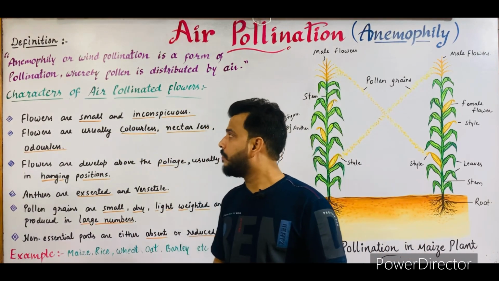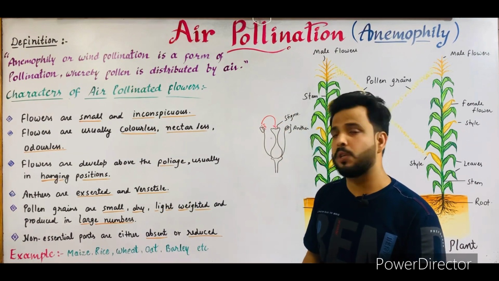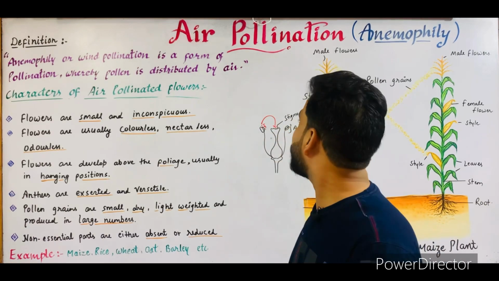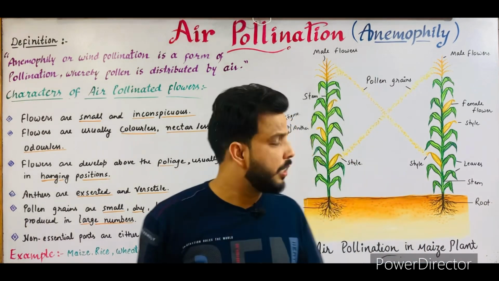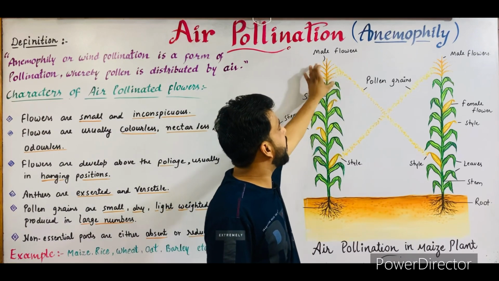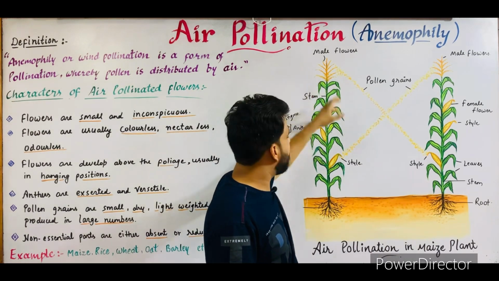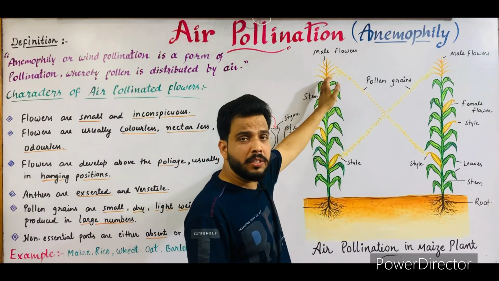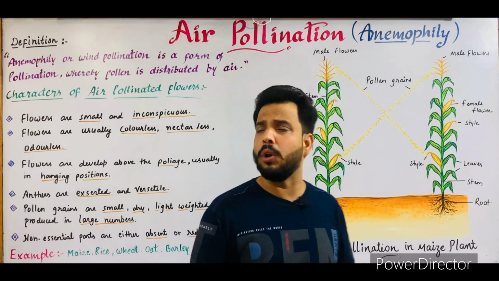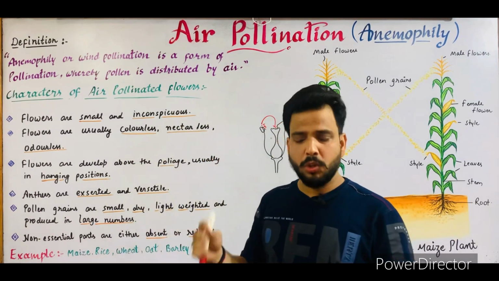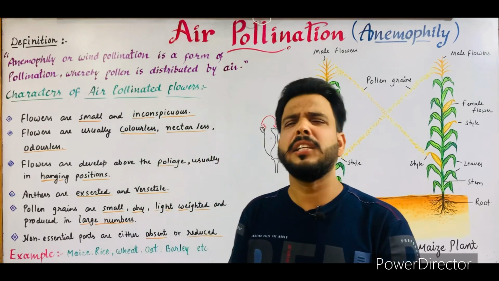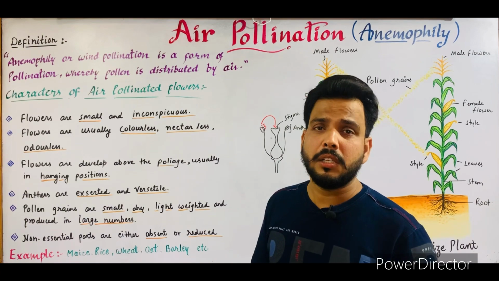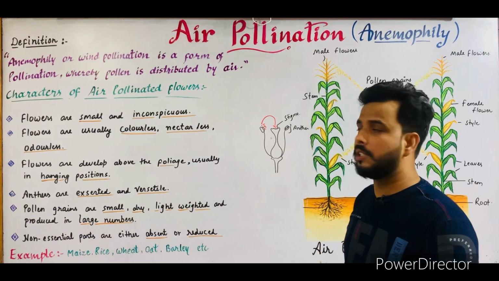The first point: flowers are small and inconspicuous. Flowers are very small. As you can see in this diagram, it is a maize plant, and these are the male flowers which are present at the apex, and these are the female. The pollen grains are produced inside the male flowers. So the male flowers are very small and inconspicuous. Inconspicuous means when anything is not very visible or showy. You can say it's difficult to see. It's not very easy to see the flowers of maize.